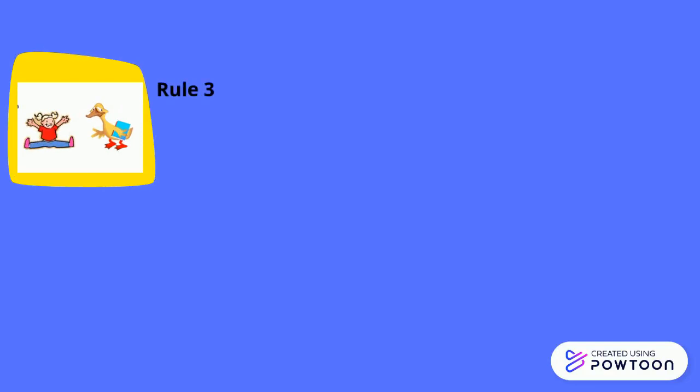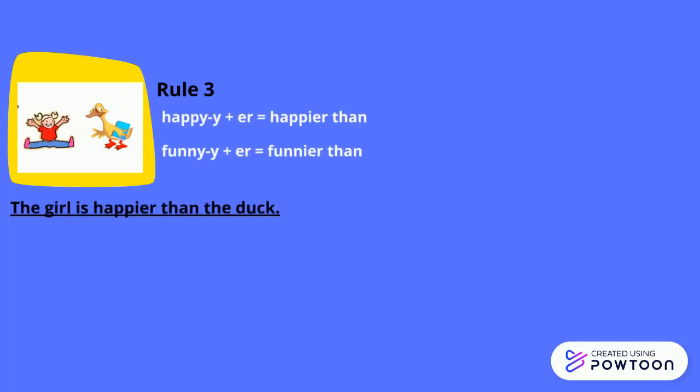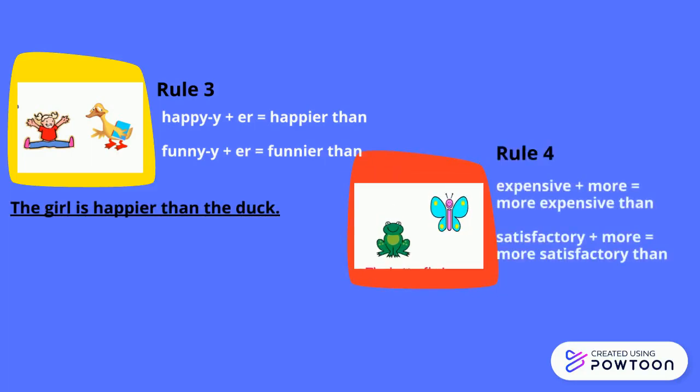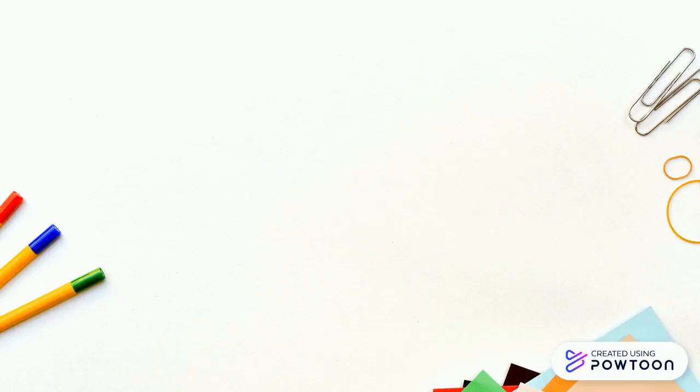Rule number 3. We have an adjective that finishes with y. You have to replace the y with i and add -er plus "than". For example, the girl is happier than the dog. For number 4, we have long adjectives. We have to add "more" before the adjective. For example, the butterfly is more beautiful than the frog.